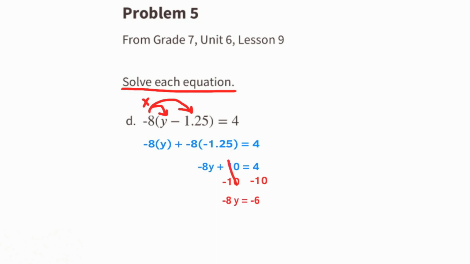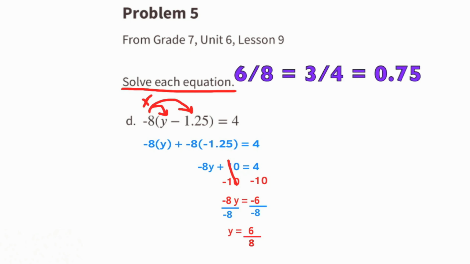Now we're left with -8y equals -6. We want to turn that into 1y or y, so we can divide both sides by -8, because -8y divided by -8 equals positive 1y or positive y. And on the right side, we have a negative divided by a negative, which is a positive. So y equals positive 6 over 8. And 6 over 8 is equivalent to 3/4, which is equivalent to 75 hundredths. So y equals 3/4 or 75 hundredths.